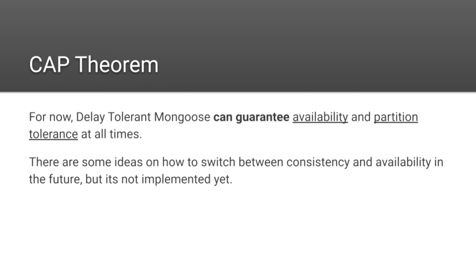The Delay Tolerant Mongoose has both the availability and partition tolerance properties. It does not yet have the functionality to lock the network to ensure that the changes that are read will always be the last writes, in order to ensure consistency. But it will in the future, and it will be added as one more configuration in the initial configuration object.